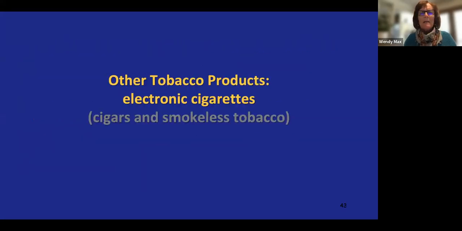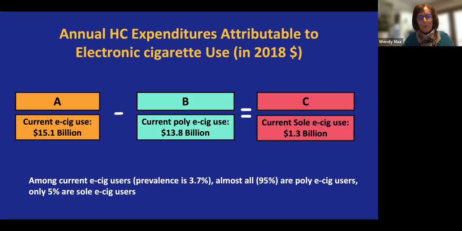Okay, so let me shift gears a little bit. I've been talking about smoking and cigarettes, but my colleagues and I have spent time looking at many other tobacco products. We've looked at cigars and smokeless tobacco, and those papers have been published. Now we're wrapping up some work on electronic cigarettes, which of course is what everybody is very interested in these days. So I'll just show you what we found in this area.